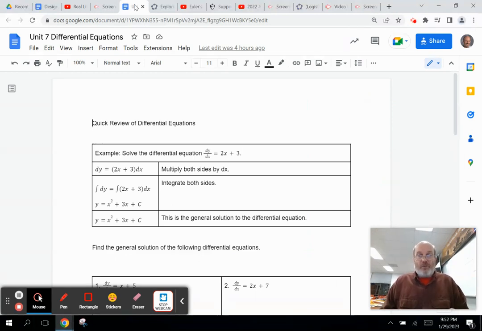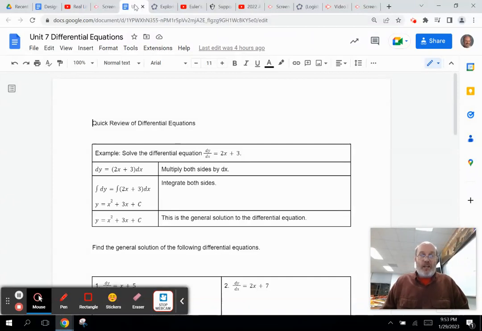We have a basic general differential equation, which just means that we have a function that involves its derivatives. Sometimes the function itself will appear in there as a y, and then we'll have the independent variable x appear in there also. So let's look at this simple differential equation, dy/dx equals 2x plus 3, and review how we solve these.